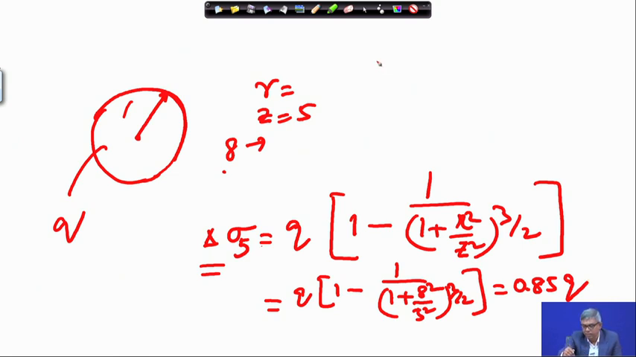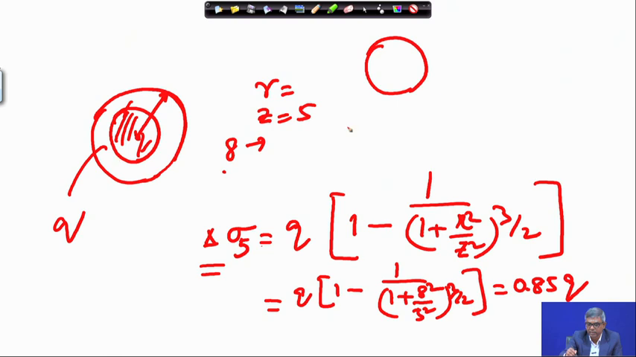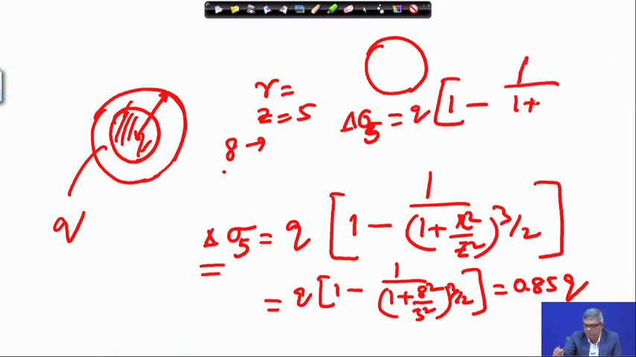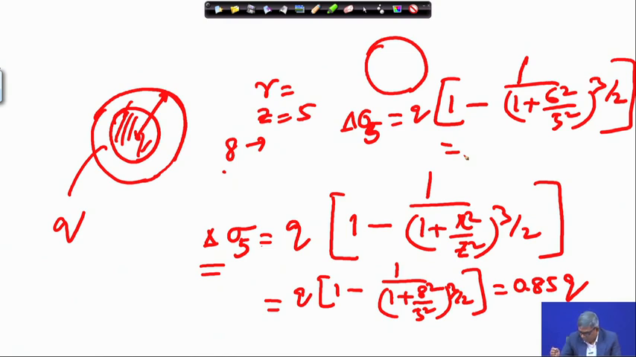Now, this is the outer radius. Now, I will consider another circular area, this smaller one. Suppose this one is loaded, then I can again find out another delta sigma 5 for the other circle. That will be equal to q into 1 minus 1 by (1 plus 6 square by 5 square) to the power 3 by 2. That gives you a value of 0.738 q.